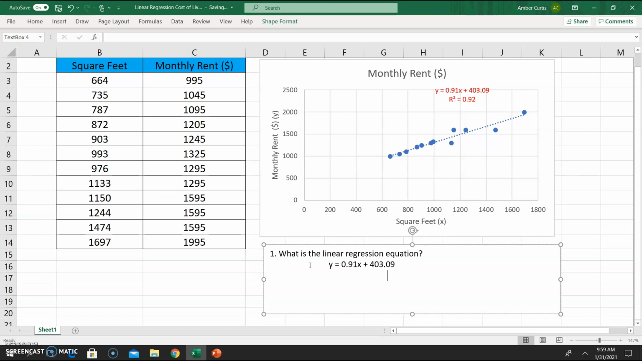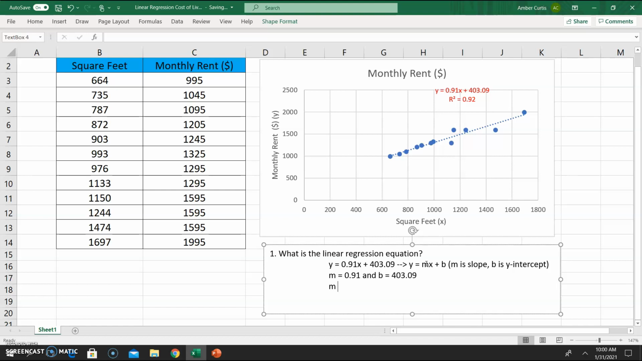Now remember, in any equation in slope-intercept form, we know that y equals mx plus b is the form that we're writing this in, where m is the slope and b is our y-intercept. Okay, so we know if we wanted to interpret this, that m is 0.91 and b is 403 and 9.